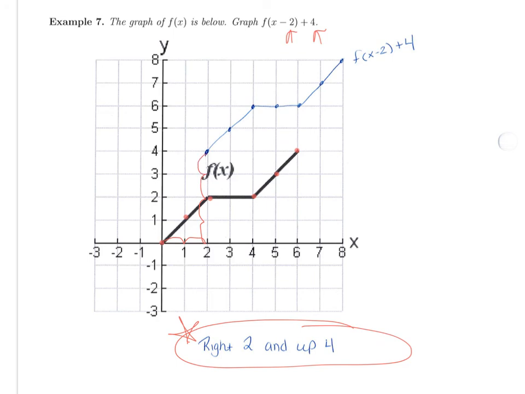Right, so our graph has the same shape. All we did was a horizontal and a vertical shift, right? So we picked our graph up, we moved it to the right 2 units, up 4 units, and we set it back down. So this is what your graph should look like.